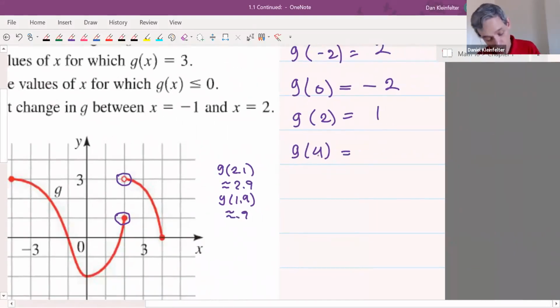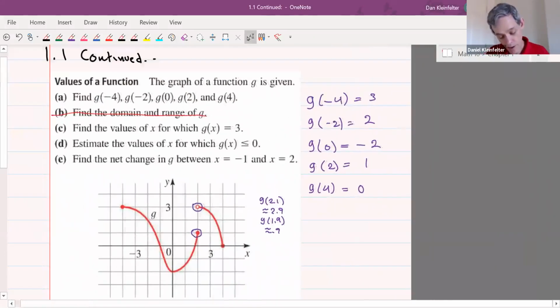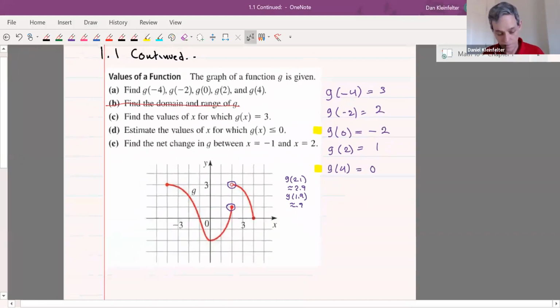Okay, G of 4, finally, that's going to equal 0. When we have an x value of 4, we'll have a y value of 0. You want to make real sure that you can distinguish between G of 0 equaling -2 and G of 4 equaling 0. In the first one, the input is a 0 and the output's -2. In the second one, the output is a 0 where the input is a 4.